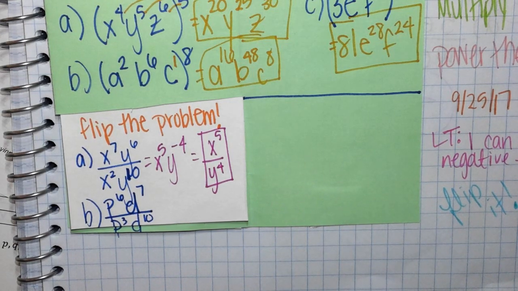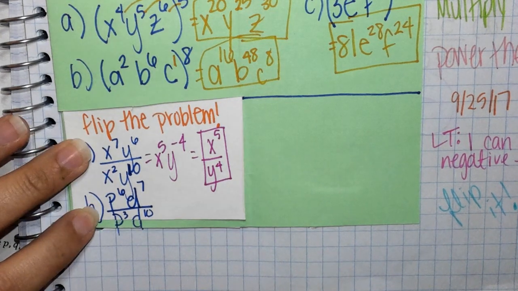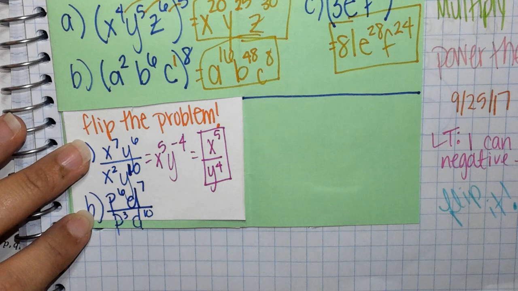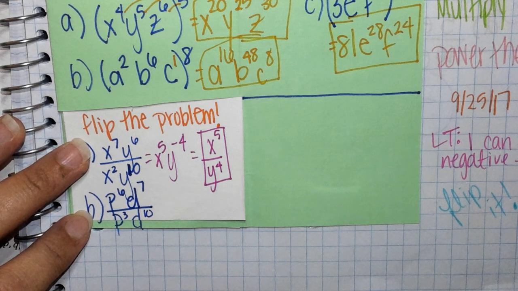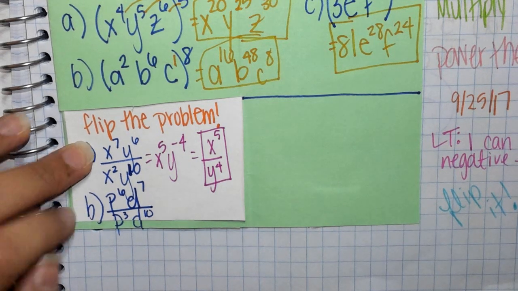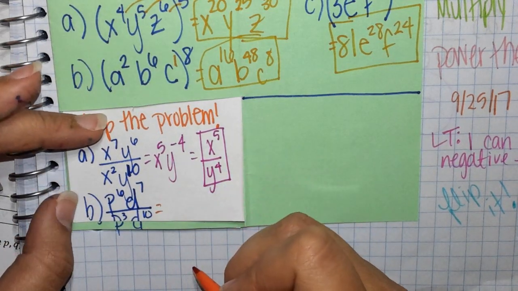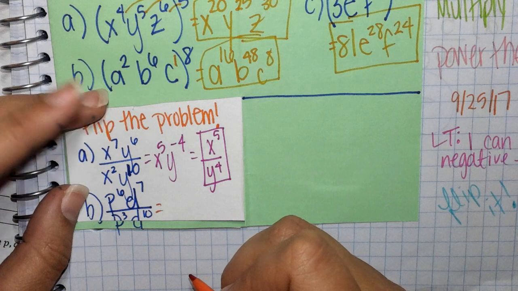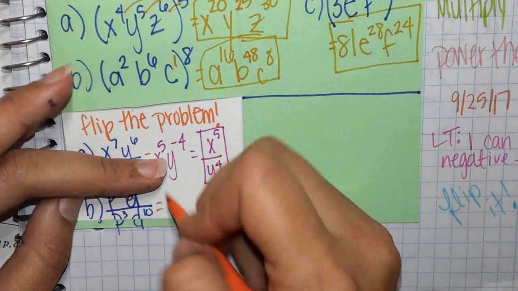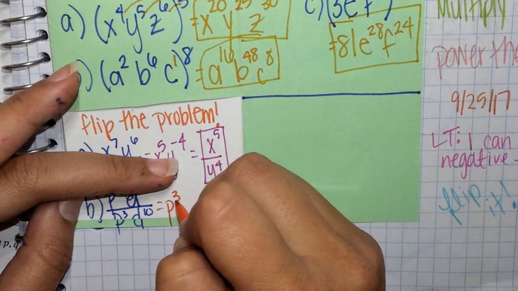Alright, P to the 6th, D to the 7th, divided by P cubed, D to the 10th. Can I do this for you? 6 minus 3 is 3. Can you tell me what my exponent of P is going to be, Reggie? P cubed. I can tell you what D is.